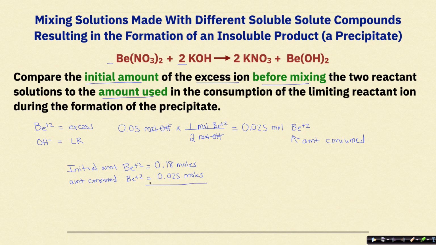So if we take the difference of those two, our initial amount, and subtract the amount consumed as we used up all the hydroxide ions, we find the difference here is 0.155 moles of Be+2. So that's the amount of moles of Be+2 ions that are still in solution. But we don't want moles, we want molarity. That's what we want here.